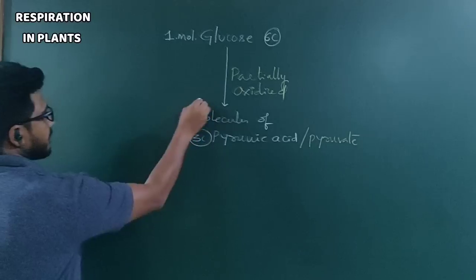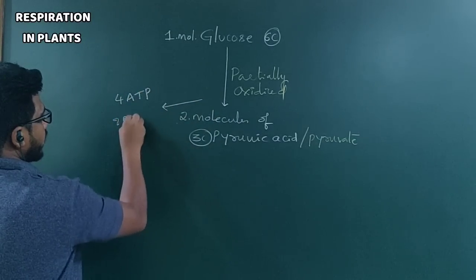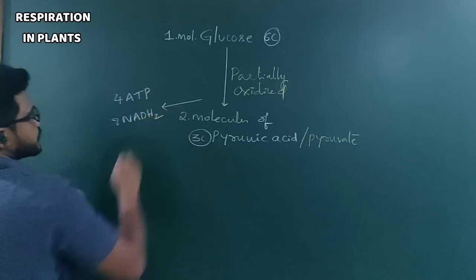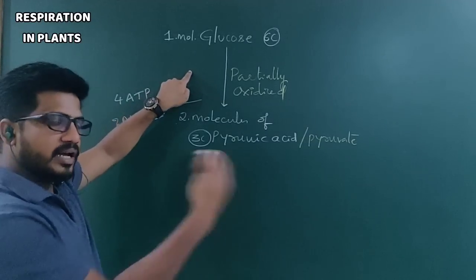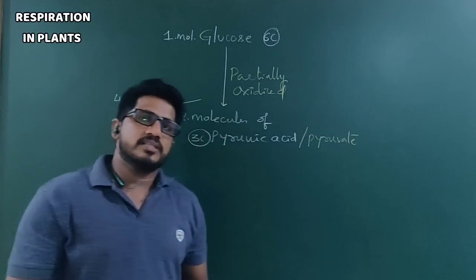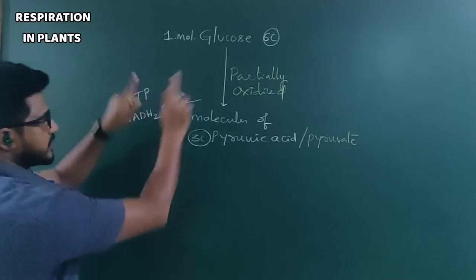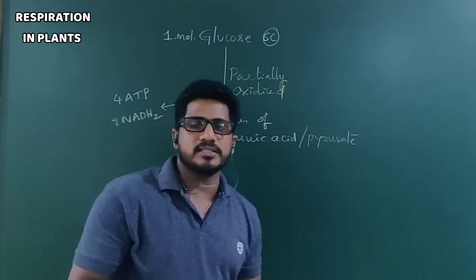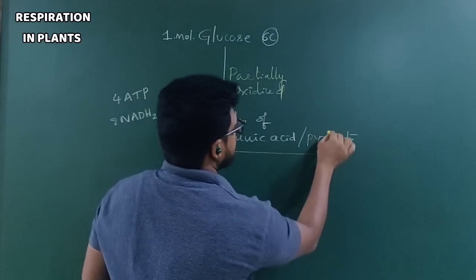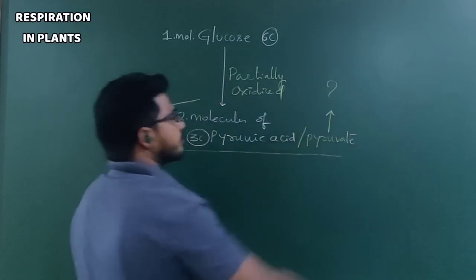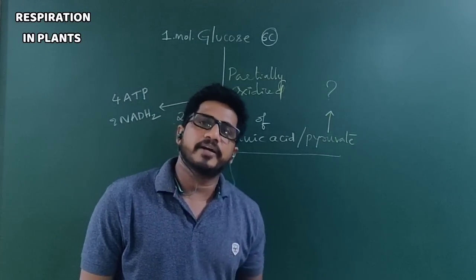In this process, 4 ATPs were produced and 2 NADH2s are produced. Out of 4 ATP, 2 ATPs are used. About the utilizations and collections, we will discuss in the last sessions. So this is a simple recap of oxidation which I discussed in the last video session. Now my question is, what is the fate of this pyruvate? To continue the next steps, we have to understand the fate of the pyruvate.